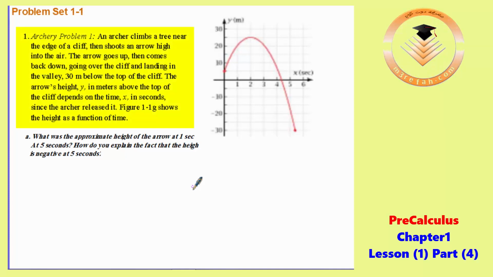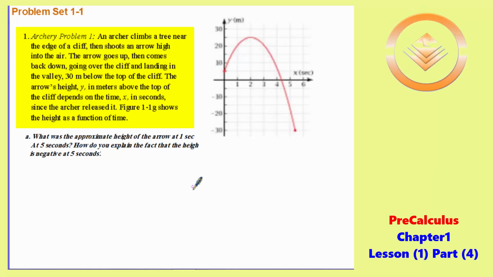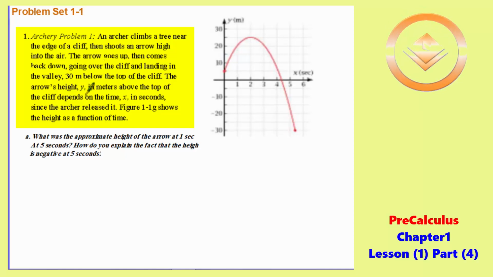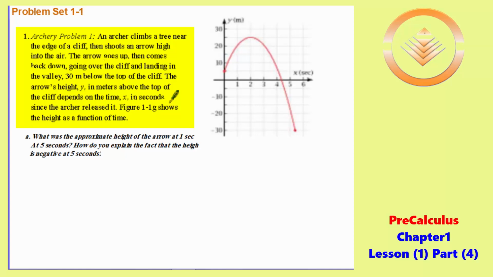An archer climbs a tree near the edge of a cliff, then shoots an arrow high into the air. The arrow goes up, then comes back down, going over the cliff and landing in the valley, which is 30 meters below the top of the cliff. The arrow's height, y, in meters above the top of the cliff, depends on the time x in seconds since the archer released it. Figure 1-1g, you have the figure here.